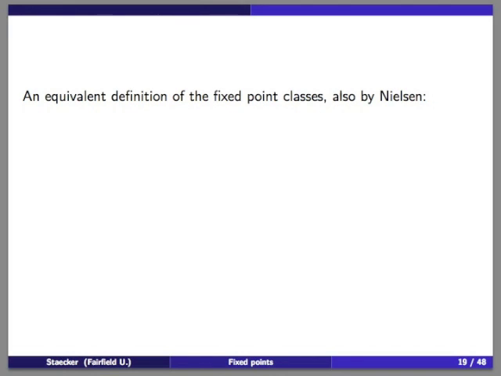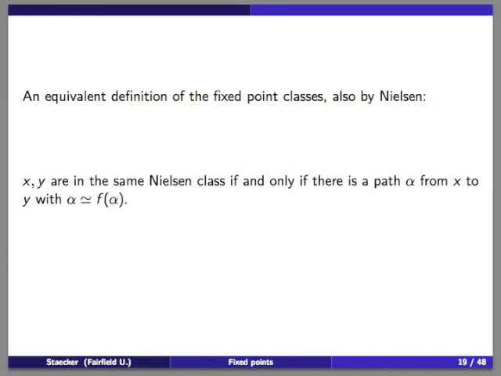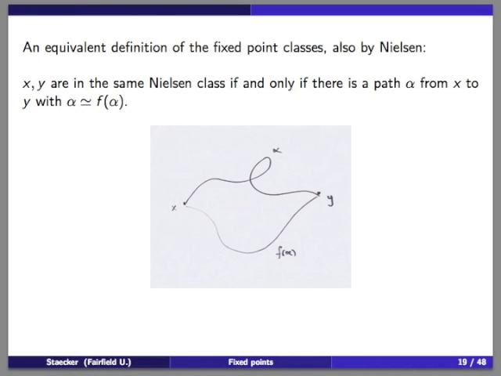There's actually another, cuter geometric definition that Nielsen also came up with. Two fixed points are in the same Nielsen class if and only if there's a path alpha from x to y, such that alpha is homotopic to f of alpha as paths with fixed endpoints. Here's a picture of that.